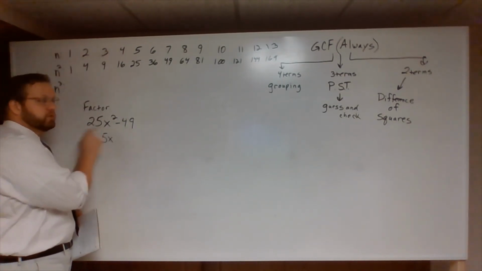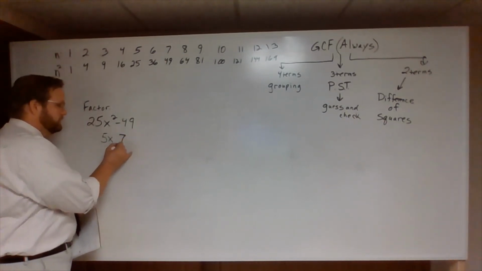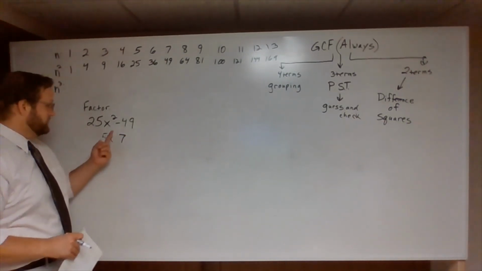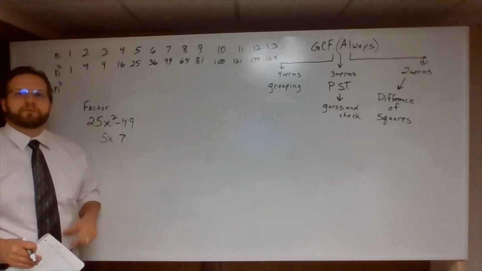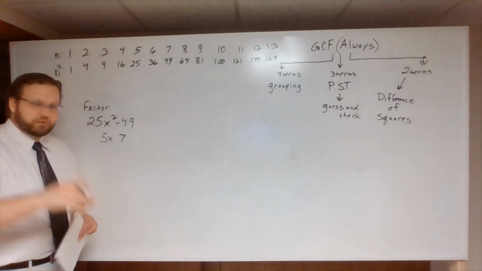5x. What's the square root of 49? 7. Okay? There was a difference, and these are perfect squares. Now, how do we factor that? Watch carefully, because this is very tricky.